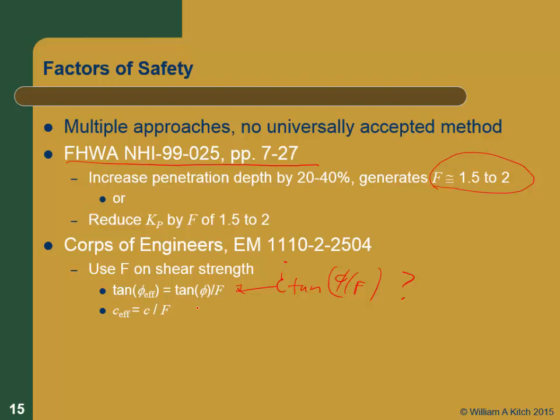So you're picking a phi such that tan of your effective phi gives you tan of phi over F. So you're actually factoring the strength and not the friction angle. And then your effective C is C over the factor of safety.